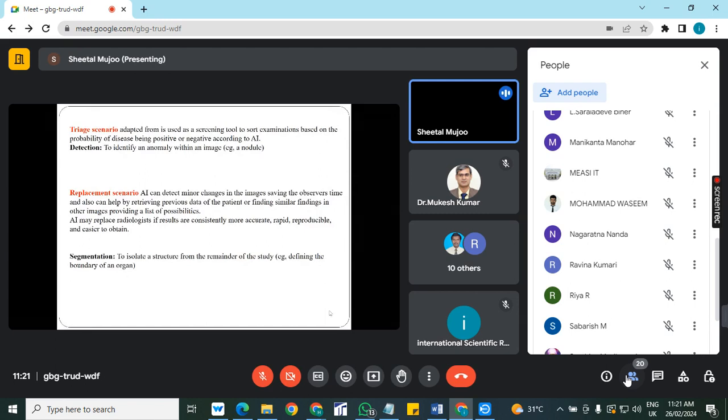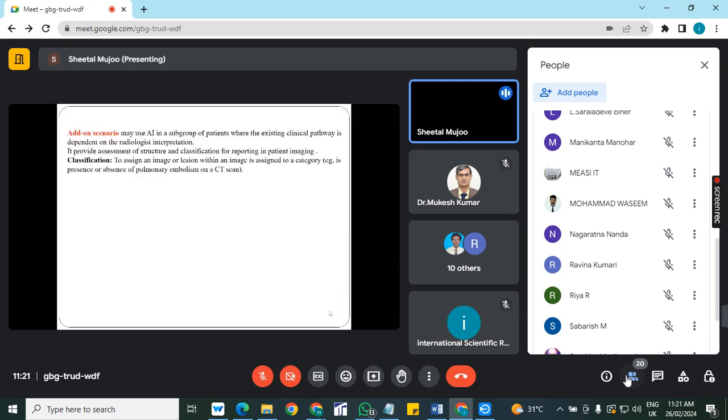Segmentation, it can do to isolate a structure from the other structures. For example, it can detect the boundary of an organ, lesion, size, texture. Add-on scenario, where you are using AI, but you are also dependent on the radiologist's interpretation. You take one more opinion from the radiologist also, because a radiologist will provide a more confident diagnosis, and also the classification and structure for reporting in patient imaging.